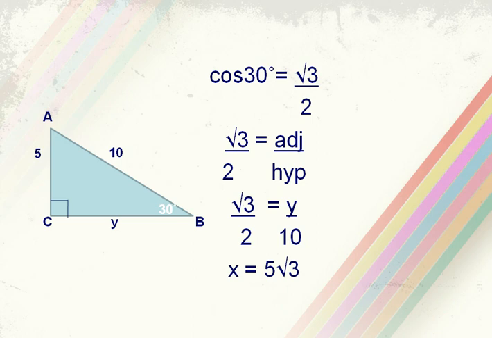Now this simplifies things for us because this is the exact answer. We don't want to give our answer in a decimal. We want to give it in terms of a radical.